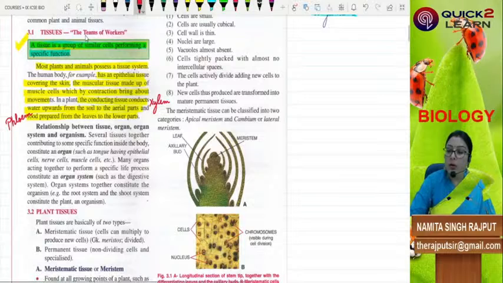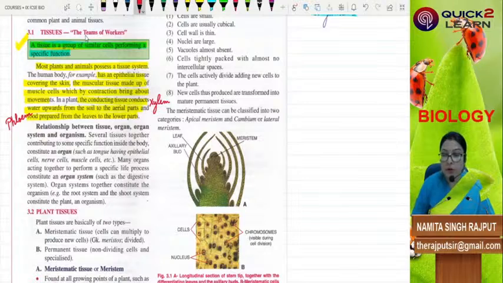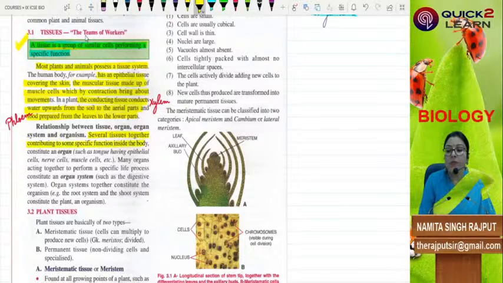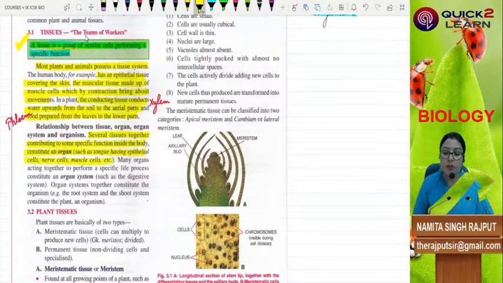Now there is a relationship between tissue, organ, organ system and organism, which I have already written here. Now we are going to read it. Several tissues together contribute to some specific function inside the body. They constitute an organ, such as the tongue having epithelial cells, nerve cells, muscle cells, etc. Many organs act together to perform another specific life process, and that is known as an organ system.